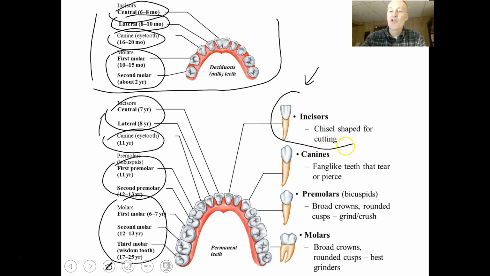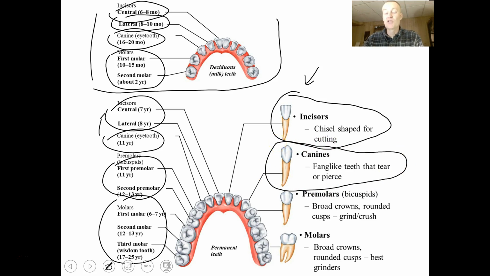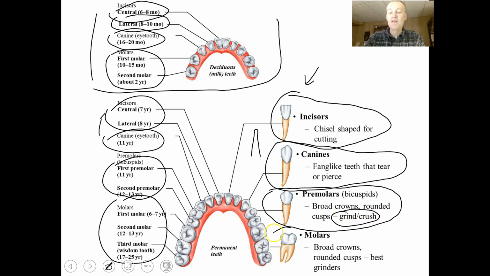So incisors are like choppers. They're chisel shaped, and they're used for cutting. Canines are going to be fang-like, and they're used to basically tear or pierce food that we're eating. Think of carnivorous animals that have really long canines to help them tear and rip food from the flesh of their prey. Premolars are going to be kind of broad and rounded. They're used to crush and grind food, and then molars are going to be kind of flattened out, and they're best for grinding food.